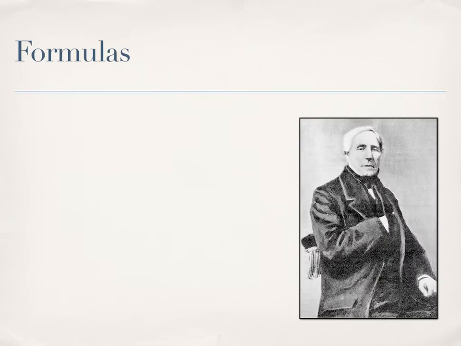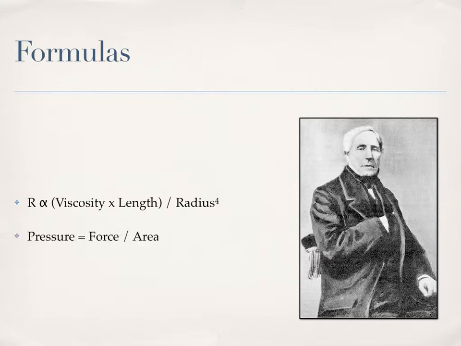Having said that, it's worthwhile just revising some of these formulas. Resistance is proportional to the viscosity of the fluid and the length of the tubing that's going through, and inversely proportional to the fourth power of the radius, and also pressure is proportional to force and inversely proportional to the cross-sectional area. I want you to think about the total cross-sectional area of the pulmonary vasculature, not just the cross-sectional area of any one particular capillary.